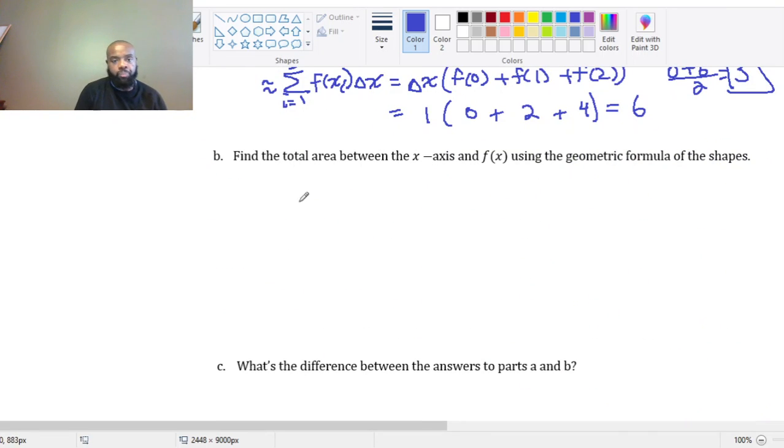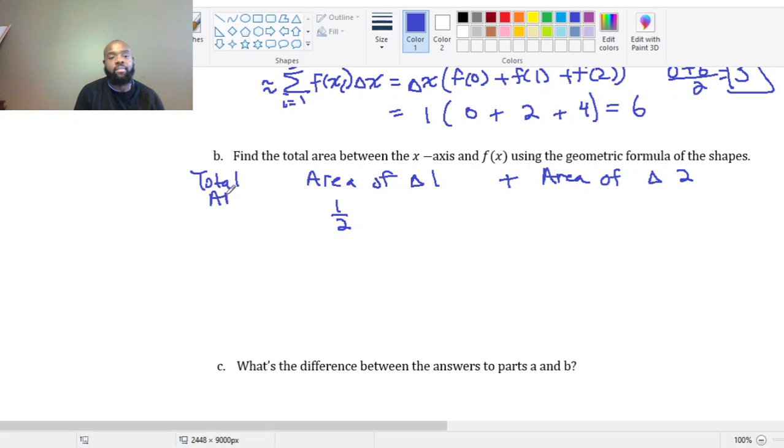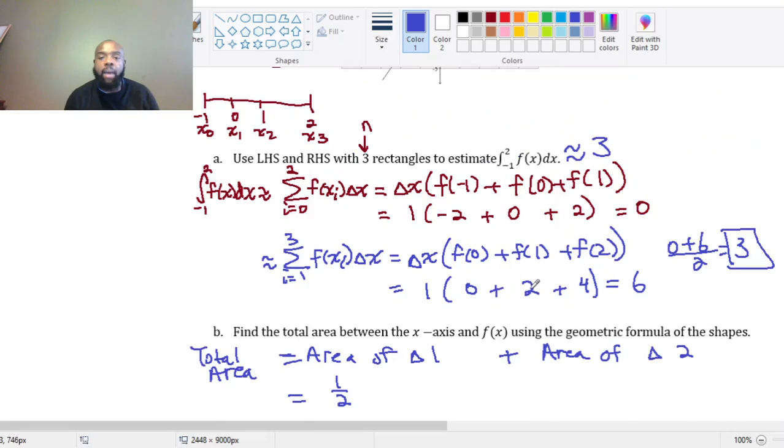And so it's going to be area of triangle 1 plus area of triangle 2. The area of triangle 1 is going to be 1/2. So my total area equals that, which is going to be 1/2. I'm going to go back to my picture.